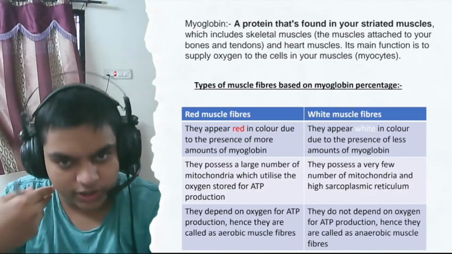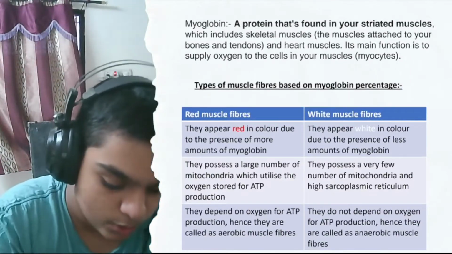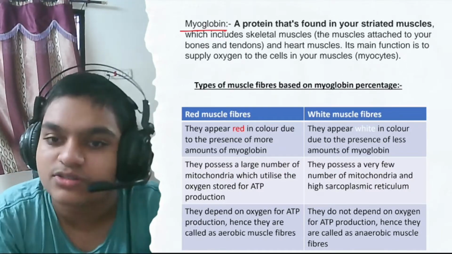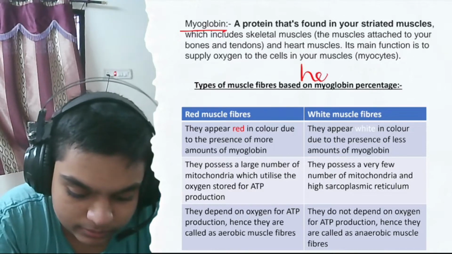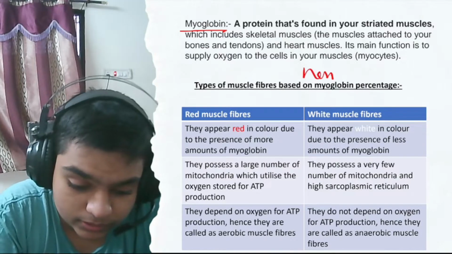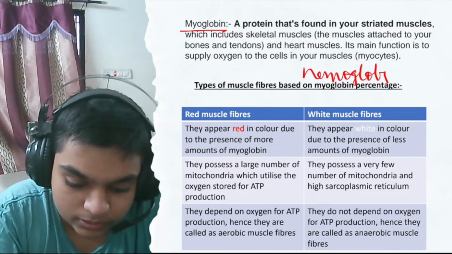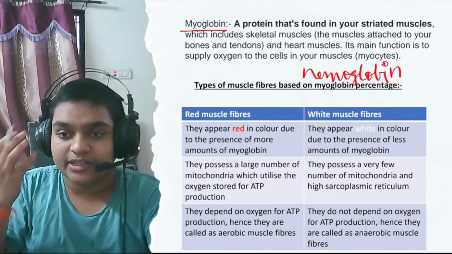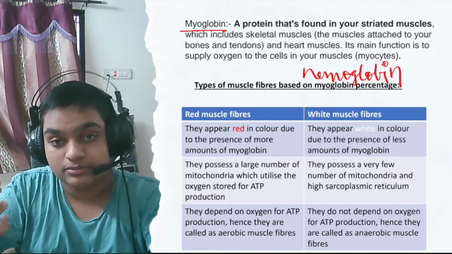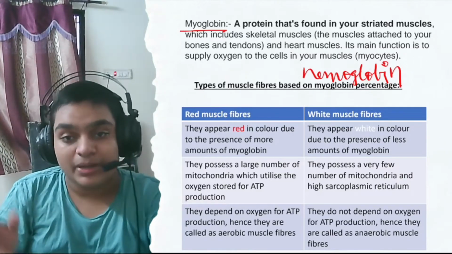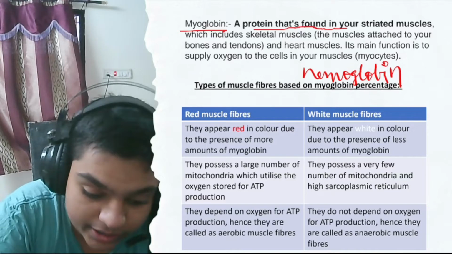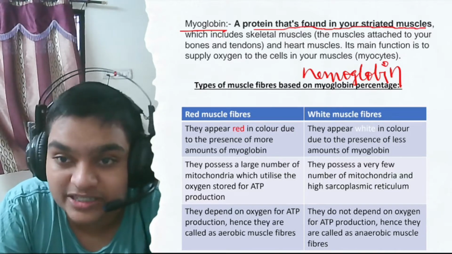Before going into the types of muscle fibers, we have to discuss a word called myoglobin. It relates to hemoglobin. Hemoglobin is present in blood, gives the red appearance to the blood, and acts as the oxygen carrier. In the same way, myoglobin is a protein found in striated muscles or striped muscles.